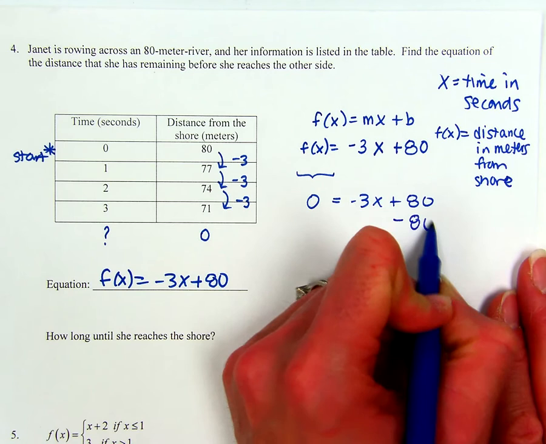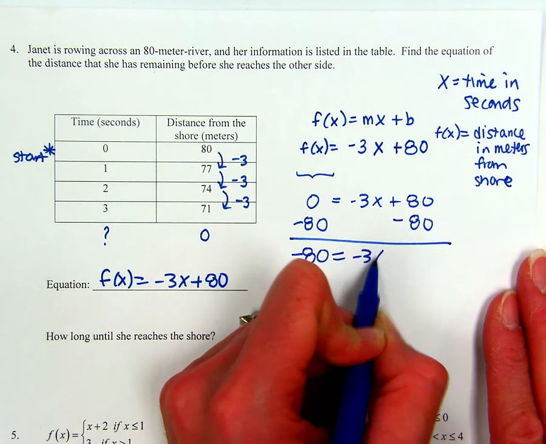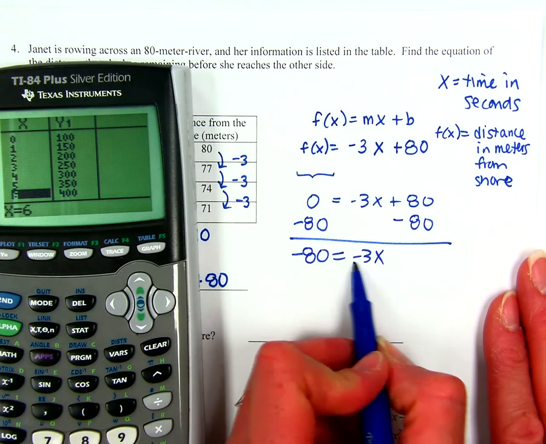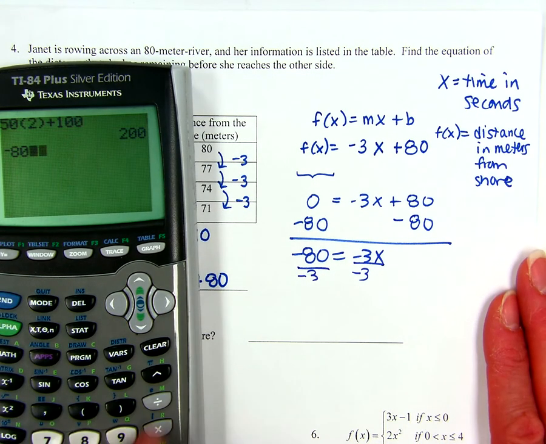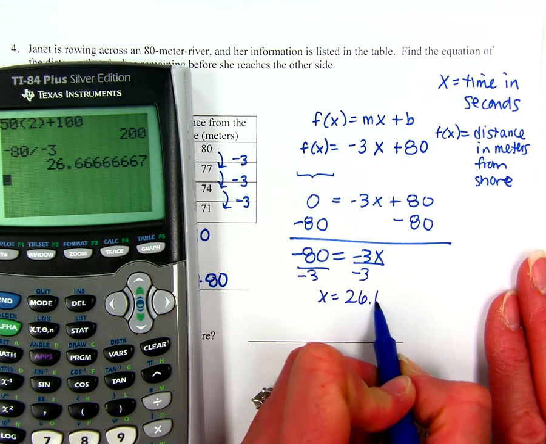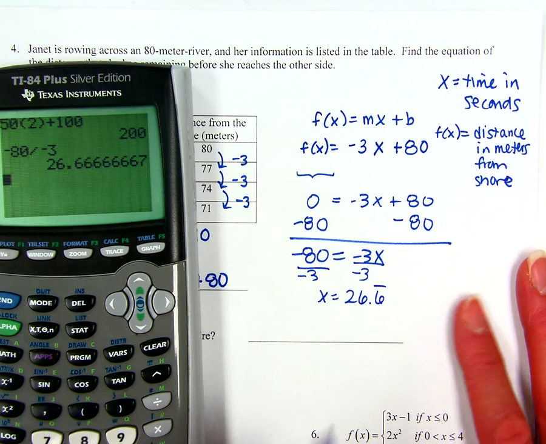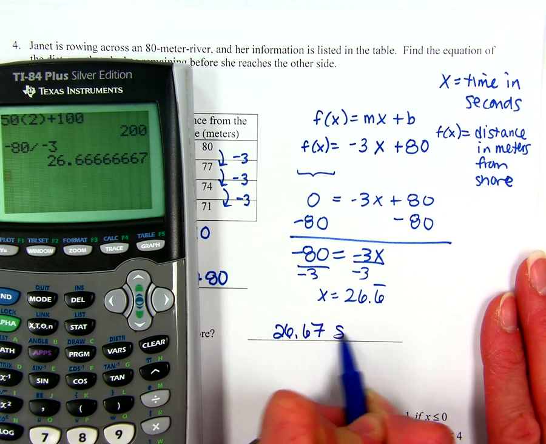So I want to subtract 80 from both sides. I get negative 80 equals negative 3x. Then I need to divide both sides by negative 3. And I get x to equal 26.6 repeating. So we'll say 26.67 seconds.